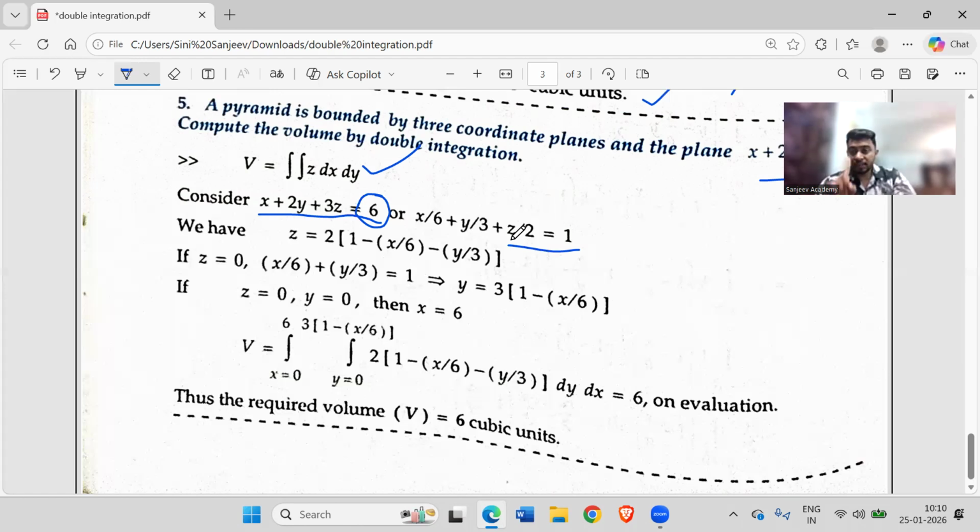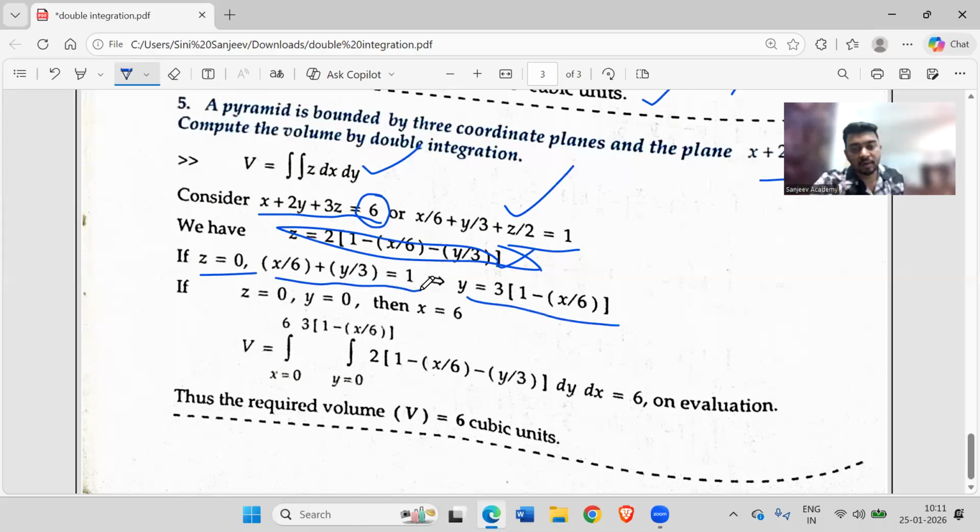Okay, and in the first part, put z is equal to 0. I don't need to write like this. This step and all are not required. I don't need to put that thing. In this first thing I'll put z is equal to 0. I'll get what? x by 6 plus y by 3 is equal to 1. Correct? I'll get y is equal to 3 into 1 minus x by 6.